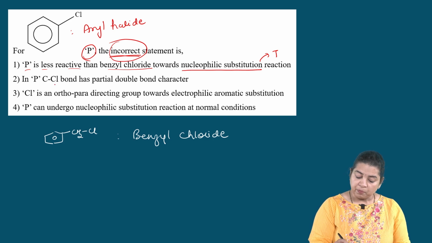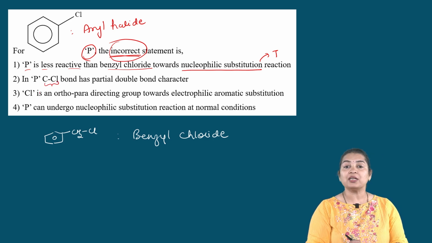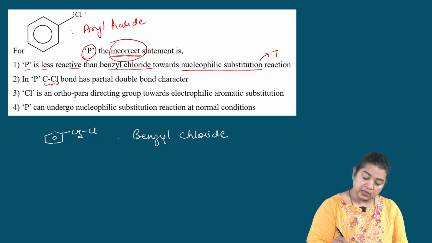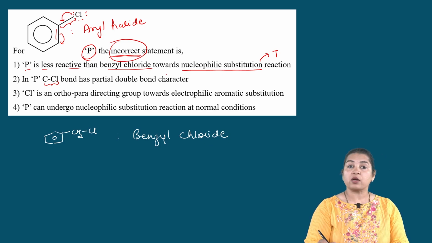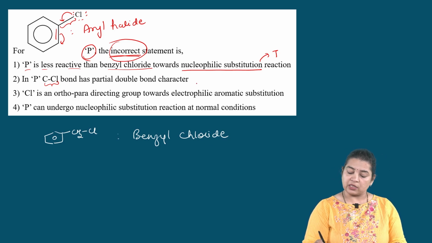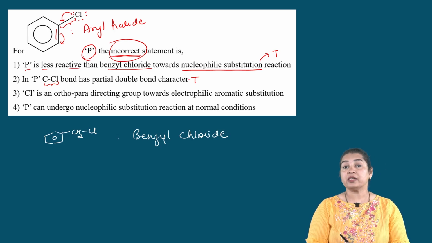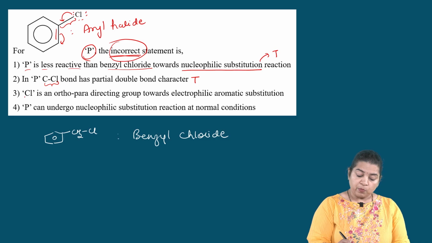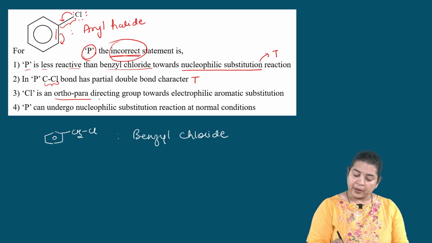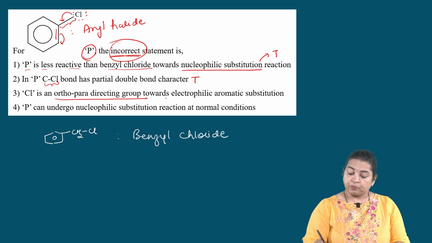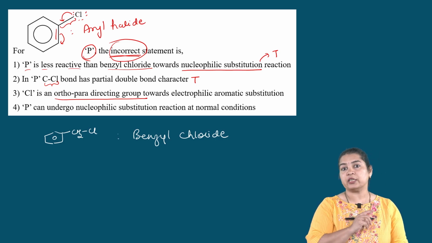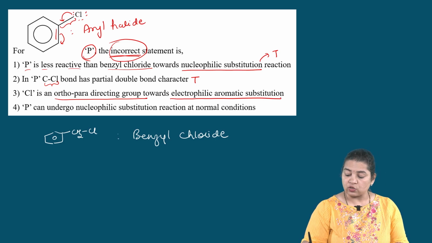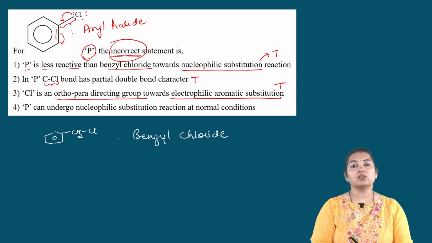Move to next point. In P, C-Cl bond has partial double bond character. Certainly it has double bond character. Why? Because there is resonance, and due to this resonance, the carbon-chlorine bond here acquires partial double bond character. So this statement again is true, is correct, and can't be the answer. Moving to third, chlorine is an ortho-para directing group. Absolutely correct, because ortho-para directing but deactivating is the nature of all halogens towards electrophilic substitution reaction. So this statement is also correct.